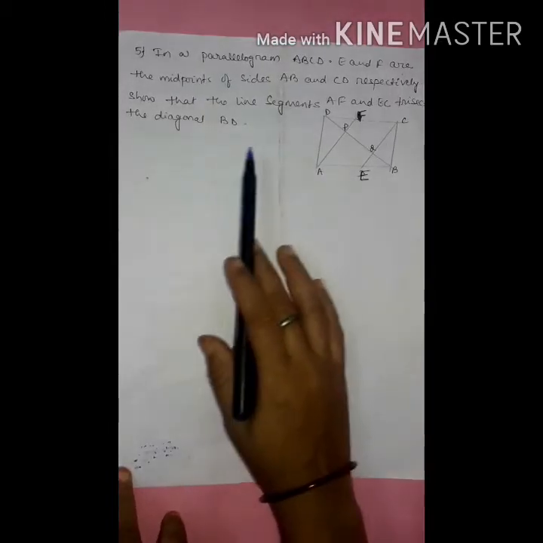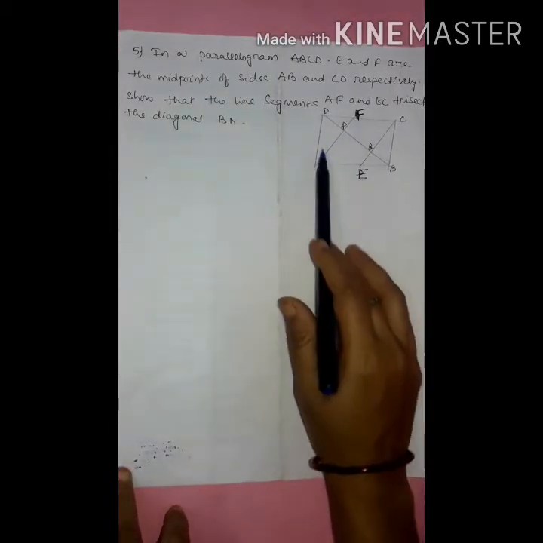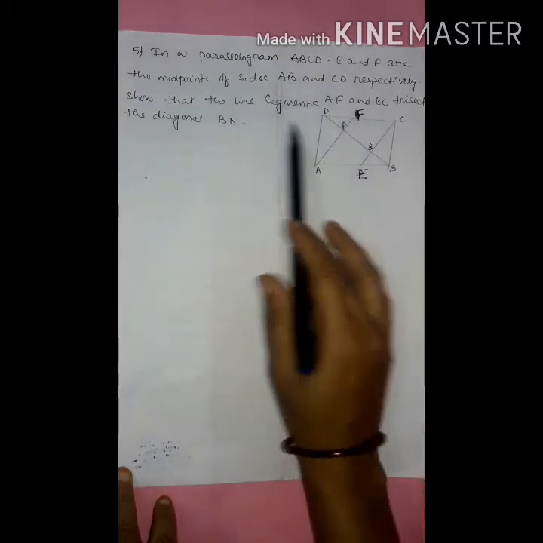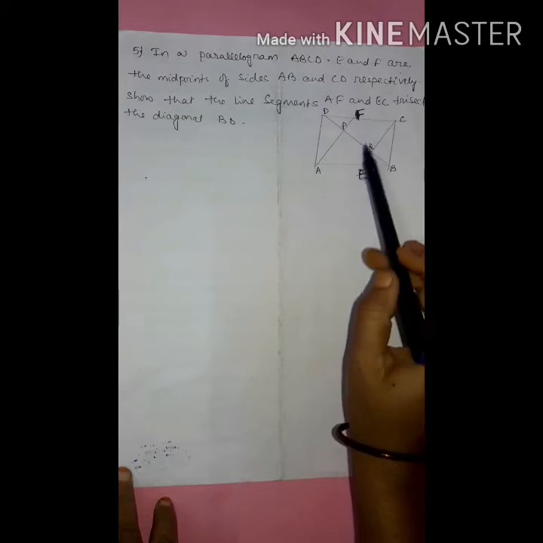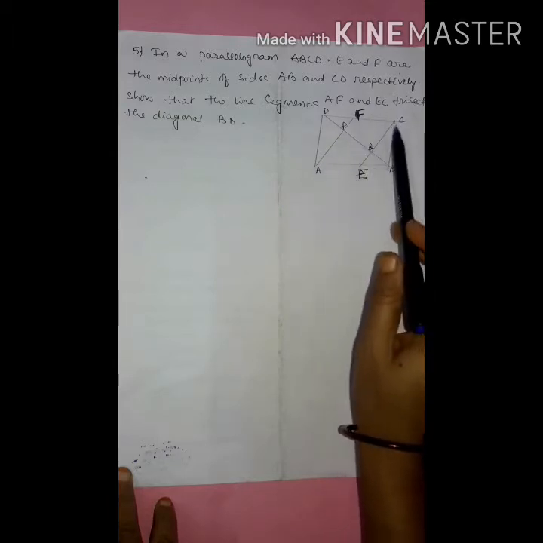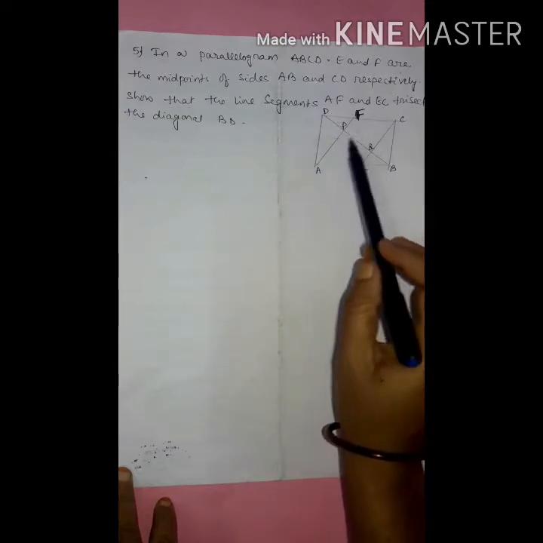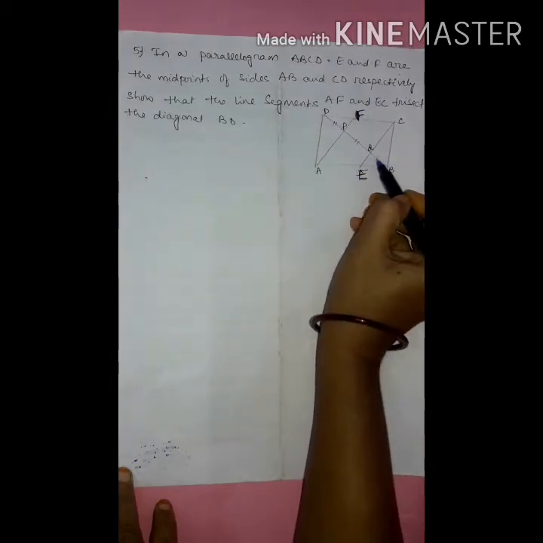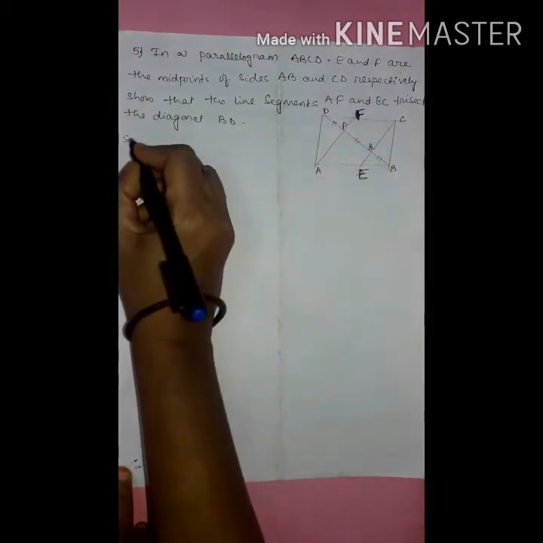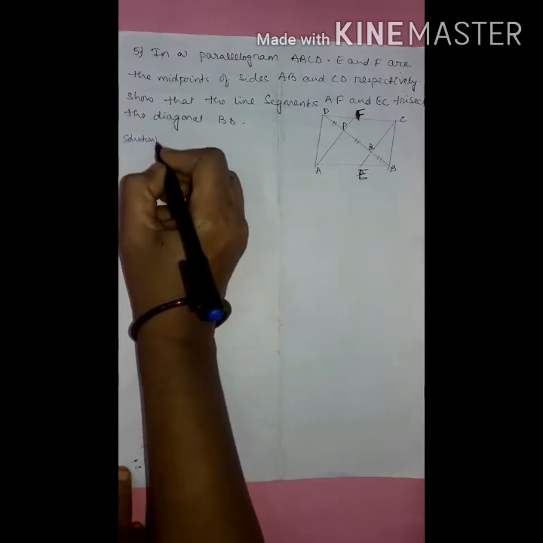So question number 5. In parallelogram ABCD, E and F are the midpoints of the sides AB and CD respectively. Show that the line segments AF and CE trisect the diagonal BD. Trisects means it divides into 3 equal parts. So our solution, how will we do this?